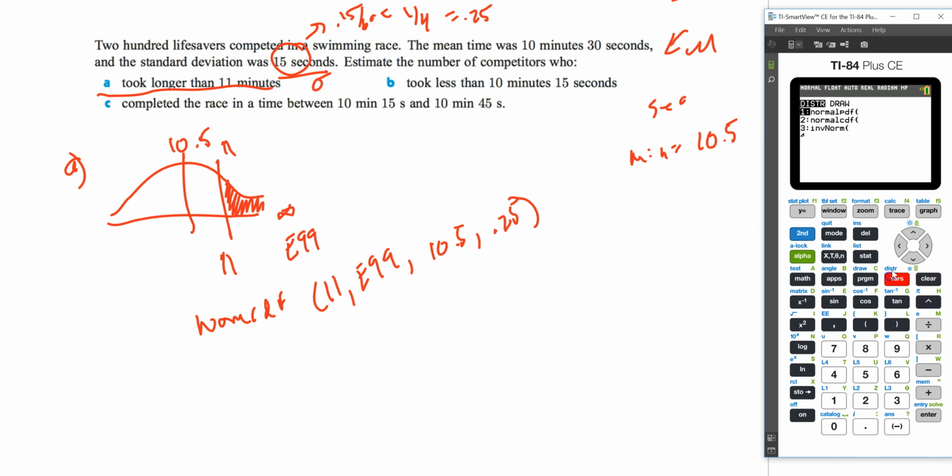Put that into our calculator. Now remember, we only ever use normal CDF. We never use PDF. If I could cross it out, I would. So second, E, remember chemistry E. Then over here, 11, E99, 10.5, and 0.25. There you go. Hit enter, and you get your score, 0.0227.